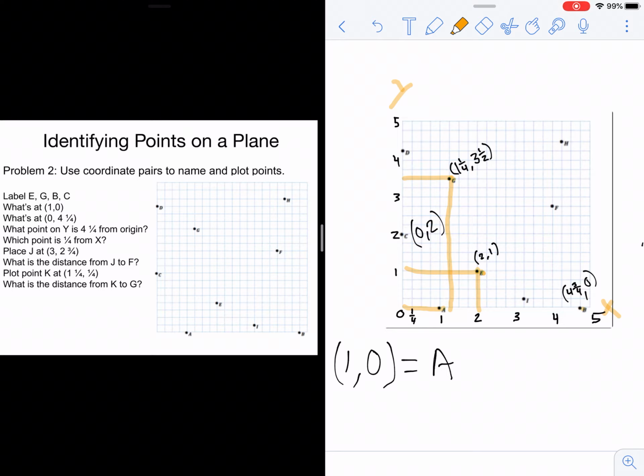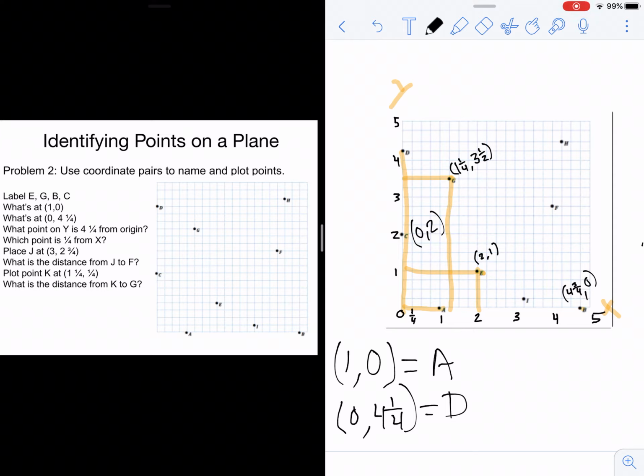Okay, next one. What's at points 0, comma 4 1/4? So if we go 0, over 0, we go up 4 1/4. What point do we get? Good, D. So 0, comma 4 1/4 equals D.